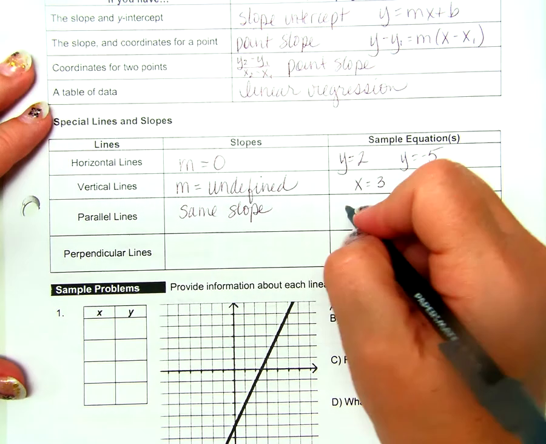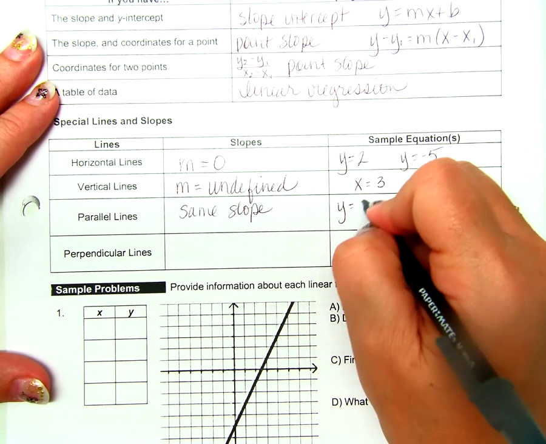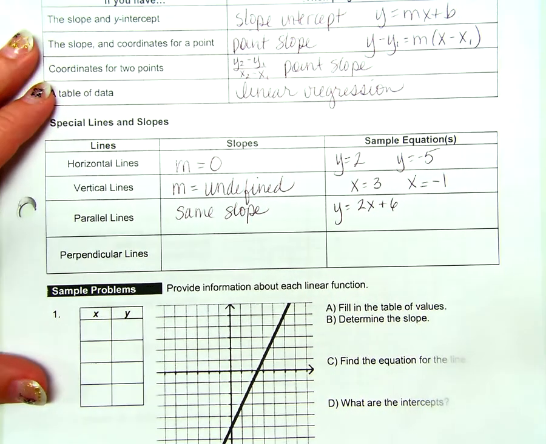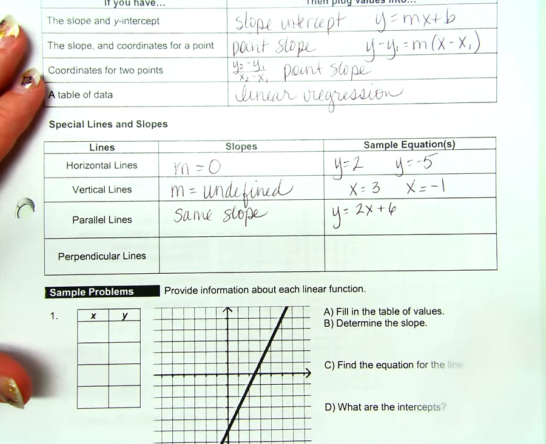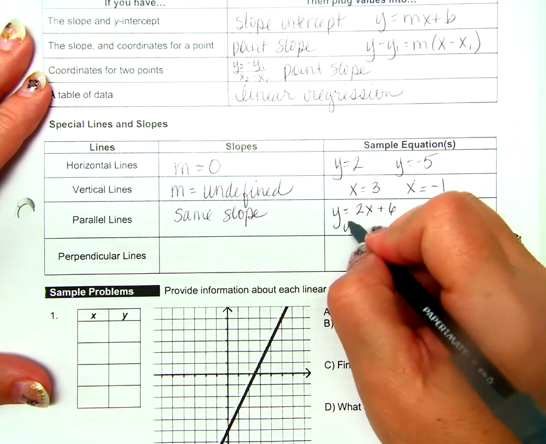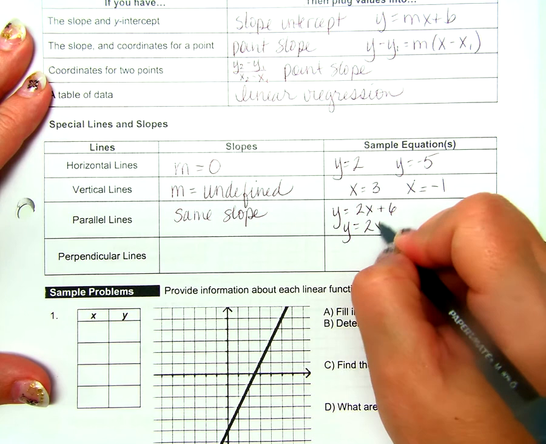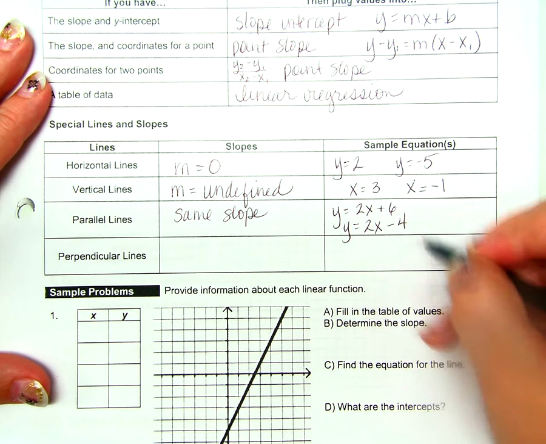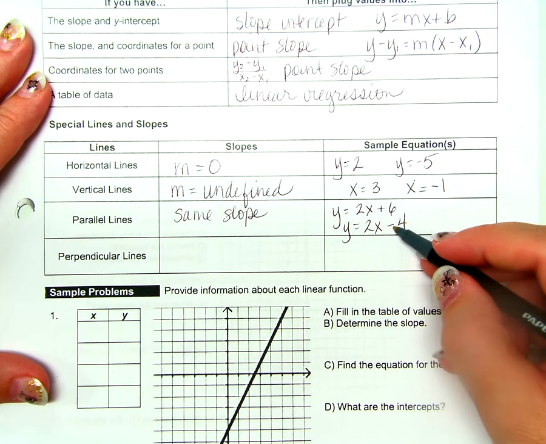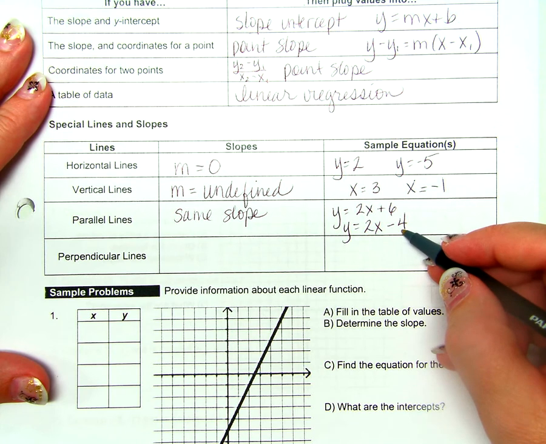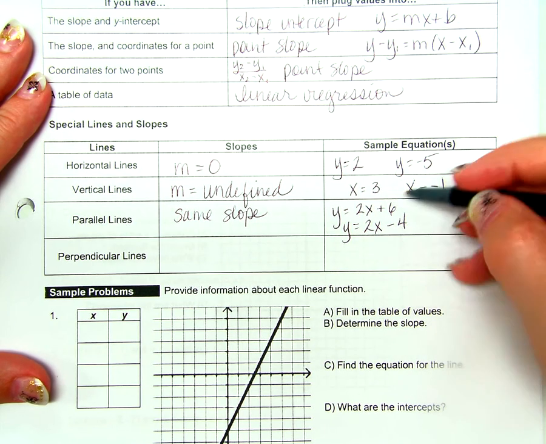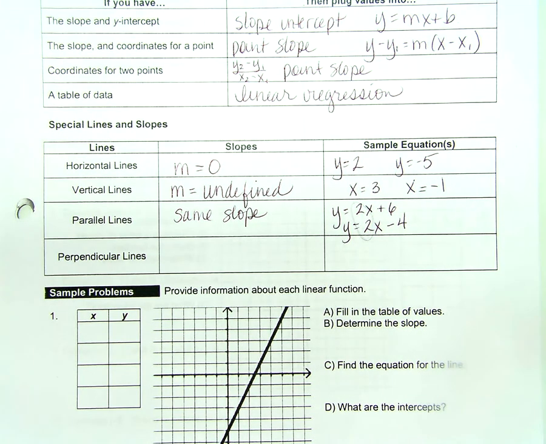So if I tell you one of the equations is y equals 2x plus 6, what's the other equation going to look like? Y equals 2x minus 4? 2x plus 17? 2x minus 375,406? Yeah, it doesn't matter what b is as long as the slopes are the same, right? Okay. Any questions about parallel lines?